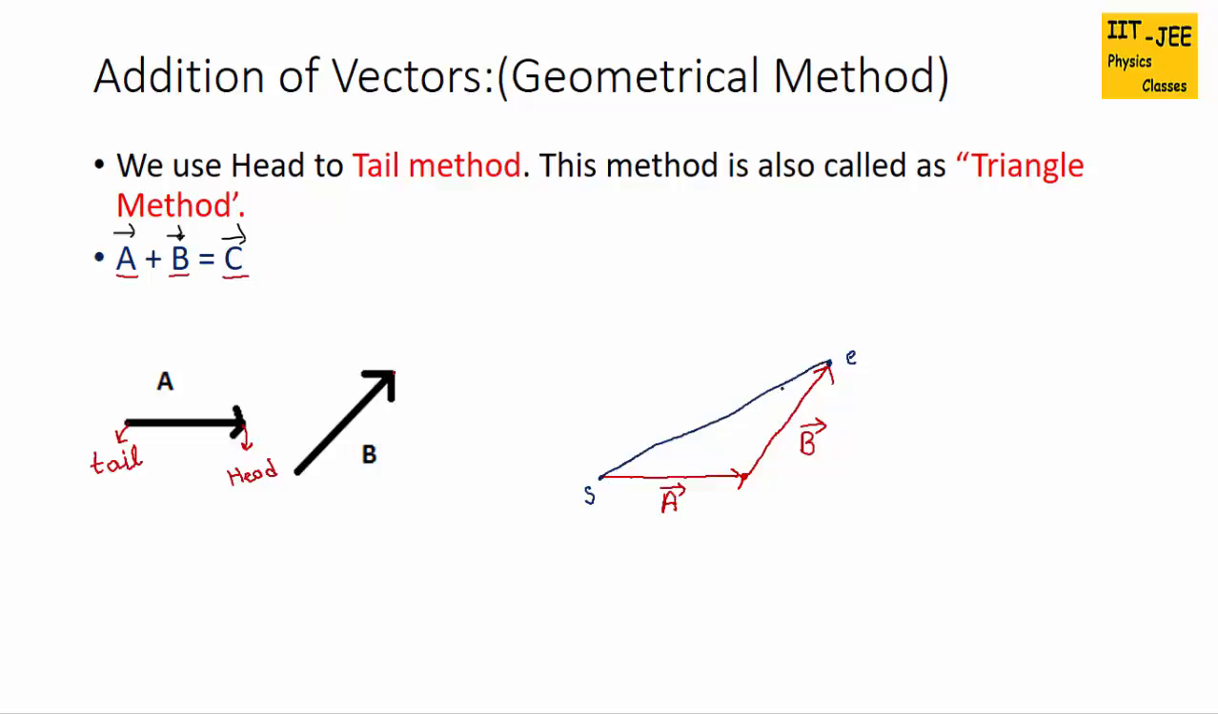This blue vector is our resultant vector, and its direction would be towards the end point. Resultant vector is also vector C. So this is also vector C, and vector C is the addition of vector A plus vector B. You can see this figure makes a triangle. That's why this method is also called the triangle method.